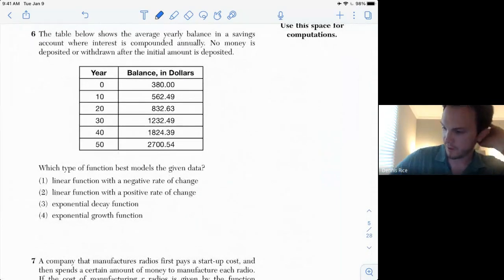So we have a table. I'll let you read it, the year versus the balance. And the question is, what type of model represents this data? What do we think for this? I'll give you a second. Is it linear? Is it exponential?